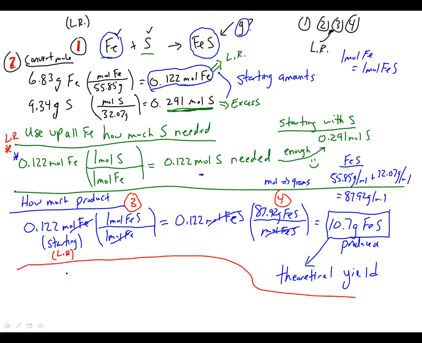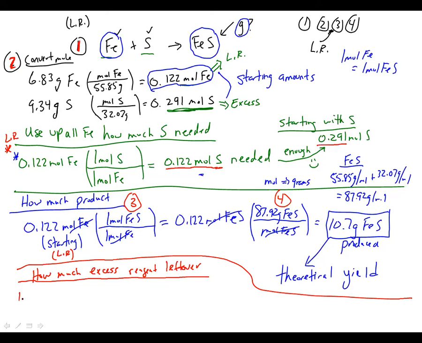Now, we also could, if we wanted to, in this case, figure out how much of our excess is left over. And we could do that pretty easily because we kind of chose well in this case. We chose from this calculation that we did earlier that if we want to use up all of our limiting reagent, which in this case is the iron, we would need 0.122 moles of sulfur, and we started with 0.29 moles of sulfur.